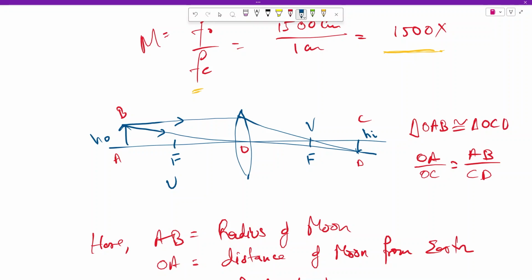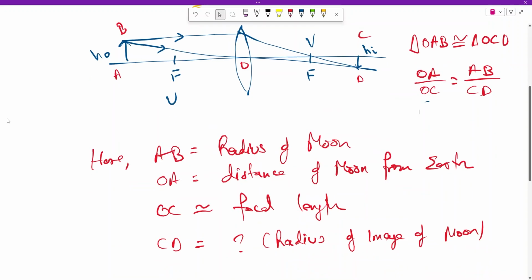So if we focus on the two triangles over here, that is OAB and OCD, these two triangles are always going to be similar, and we know the property of similar triangles is that the ratio of the similar sides are always equal. So in these two triangles OAB and OCD, OA by OC will always be equal to AB by CD. So this question was asking what is the radius of the image of the moon?